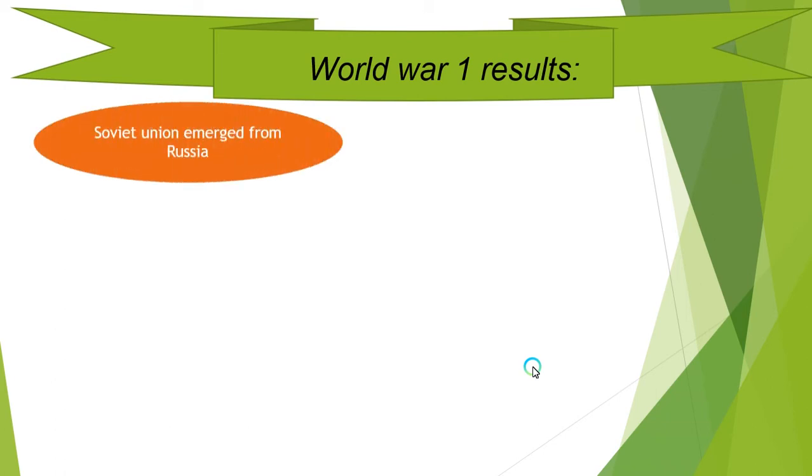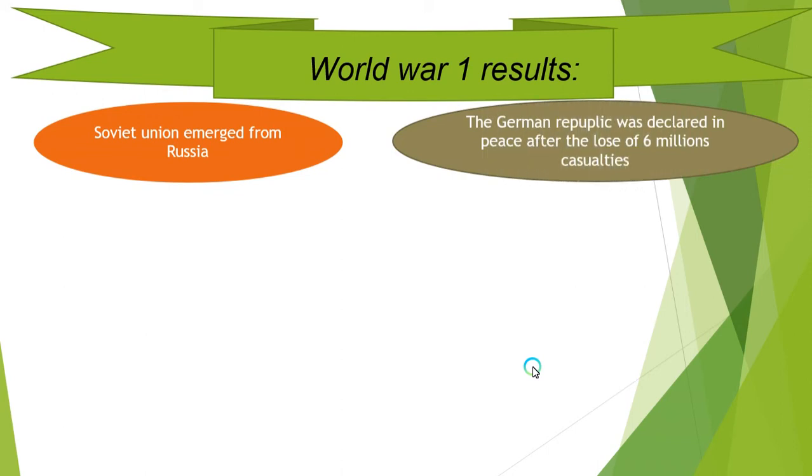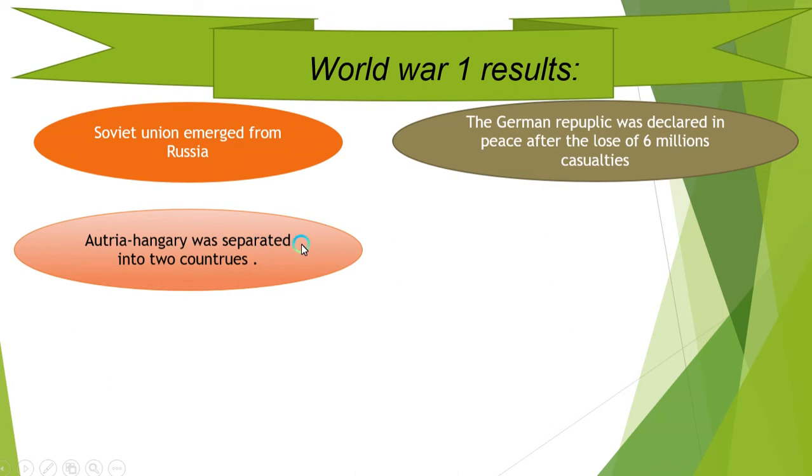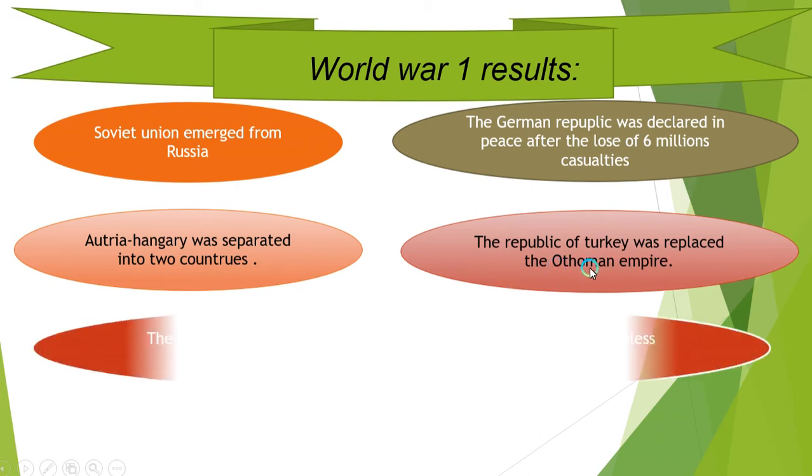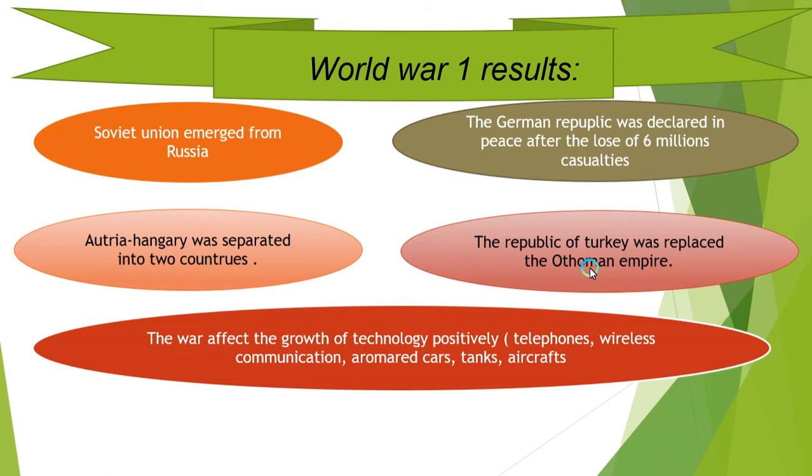The result: the Soviet Union emerged from Russia. This is the first result. The German Republic was declared, and peace was made after the loss of 6 million casualties. Austro-Hungary was separated into two countries. The Republic of Turkey replaced the Ottoman Empire, and the war affected the growth of technology positively.